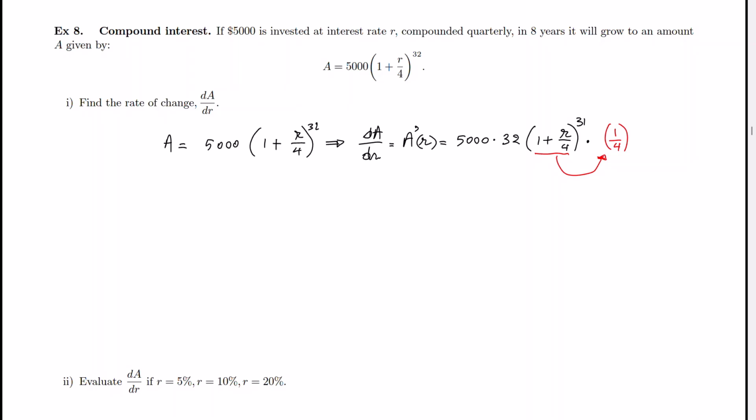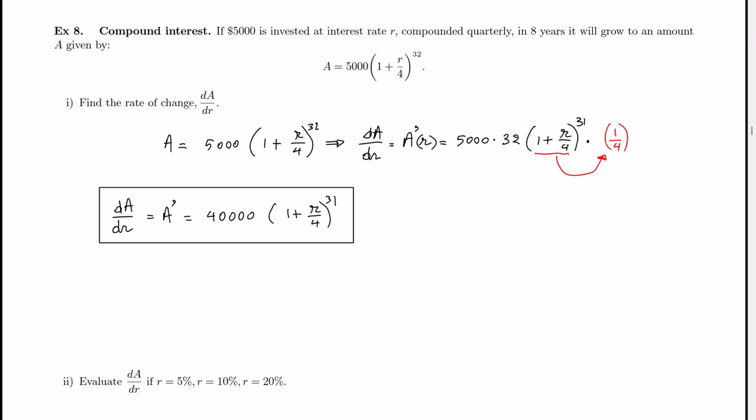So now we can finally finish the problem and say that A prime, in other terms the dA over dr that we're looking for, is equal to the product of 5,000 times 32 times 1/4. We can use our calculator to get the number there. The calculator should say 40,000 when you plug those numbers in, and the parentheses contains 1 plus R over 4 to the power of 31. That remains unchanged, and that is the derivative of the expression in the question.